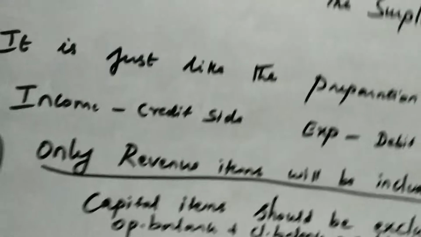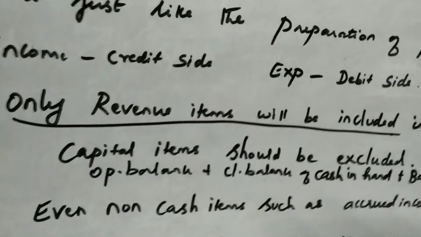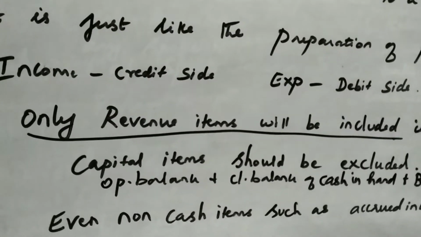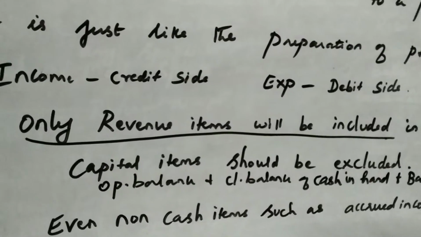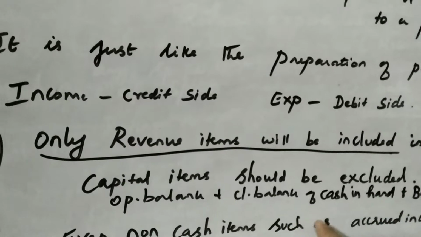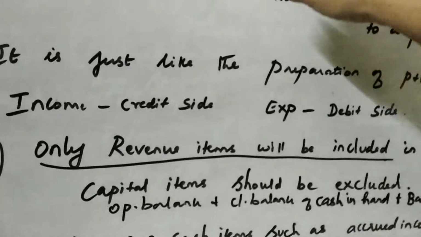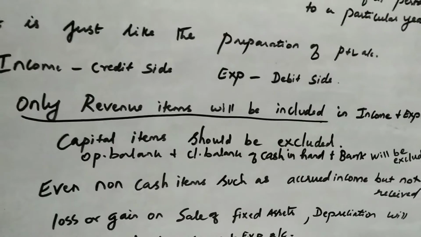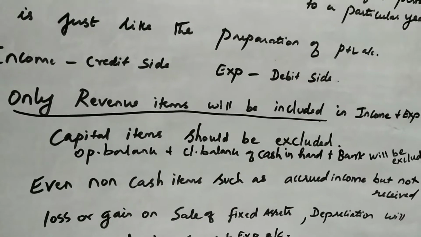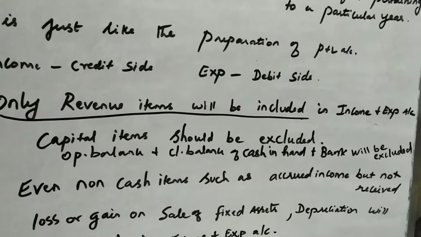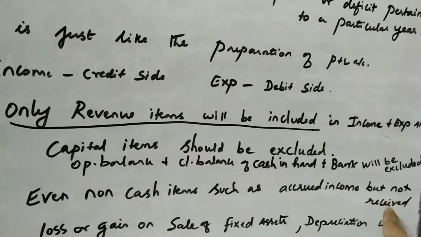In the receipts and payments account, we excluded the non-cash items like depreciation, outstanding expenses, all those things. Whereas those non-cash items will be included in the income and expenditure account. So what are those non-cash items? Non-cash items such as accrued income but not received. So income has been accrued, you didn't receive that yet. So accrued income but not received.